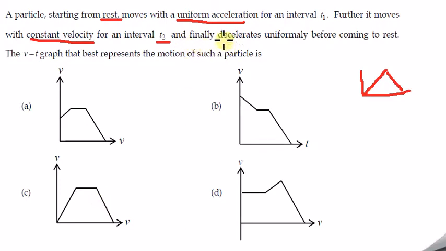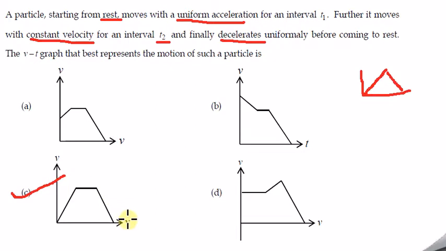And finally it decelerates, this is also very important. What is deceleration? Deceleration is nothing but the opposite of acceleration. As I told you, acceleration is represented graphically as a positive slope, whereas deceleration is represented by a negative slope. This is the deceleration. It decelerates uniformly before coming to rest. This is the way you have to solve the VT graph, that is velocity with respect to time. The VT graph that best represents the motion of such a particle is exactly option C.